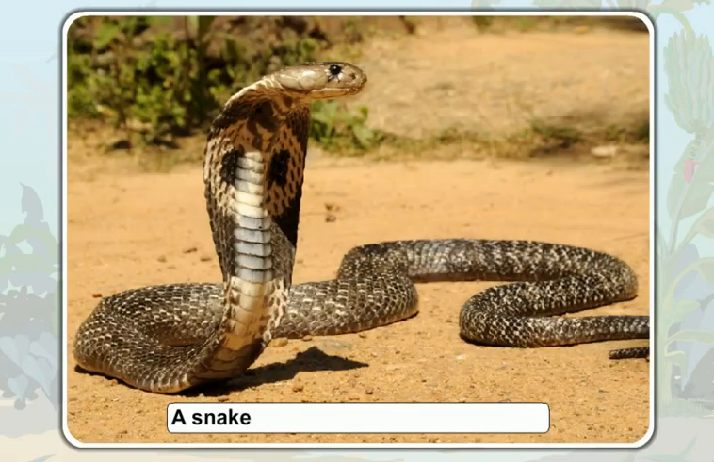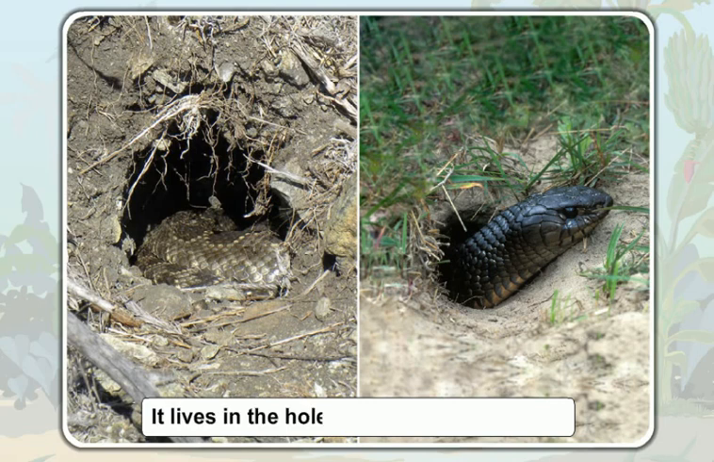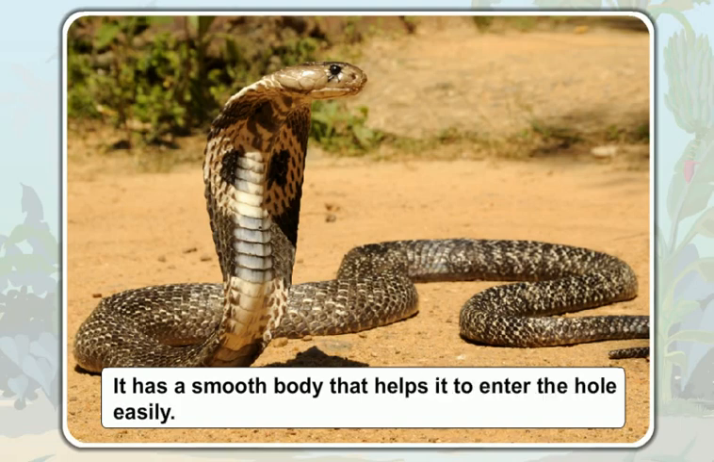A snake does not make its hole itself. It lives in the hole made by other animals. It has a smooth body that helps it to enter the hole easily.